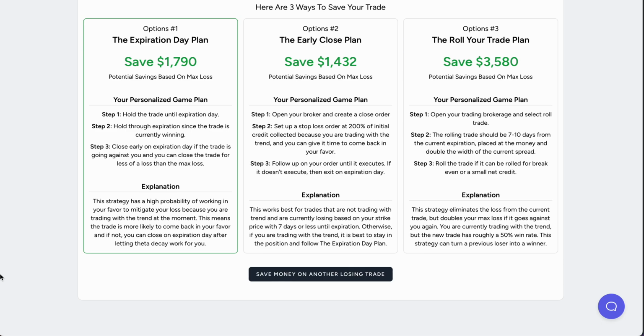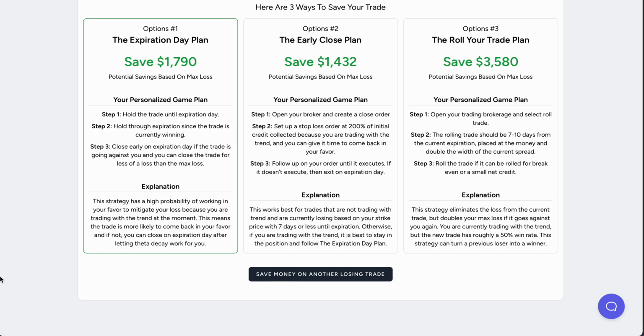Now, if you aren't trading with the trend, let's say the trend has reversed, it's now starting to trend down, it's starting to be bearish, but you're in a put credit spread, then what you want to do is the same thing, roll out about 7 to 10 days, but instead of rolling to a put credit spread, you want to roll to a call credit spread. You're still going to collect a very small or $0 credit, but you will offset all the money from the max loss to be able to put this trade on, and now you're trading with the trend, so this trade should work out in your favor.